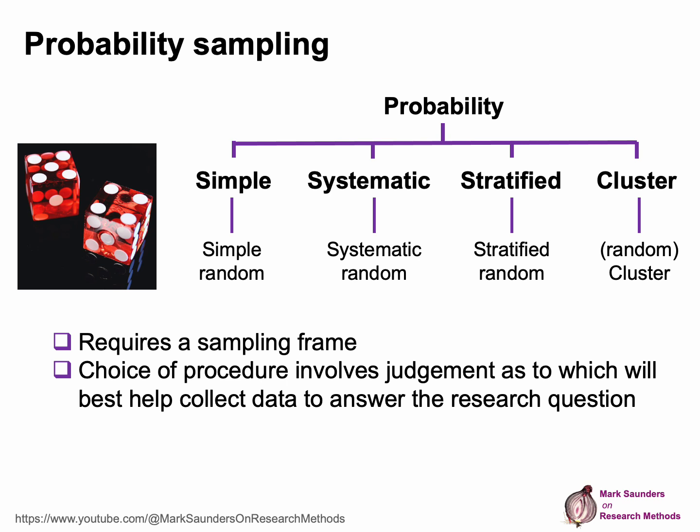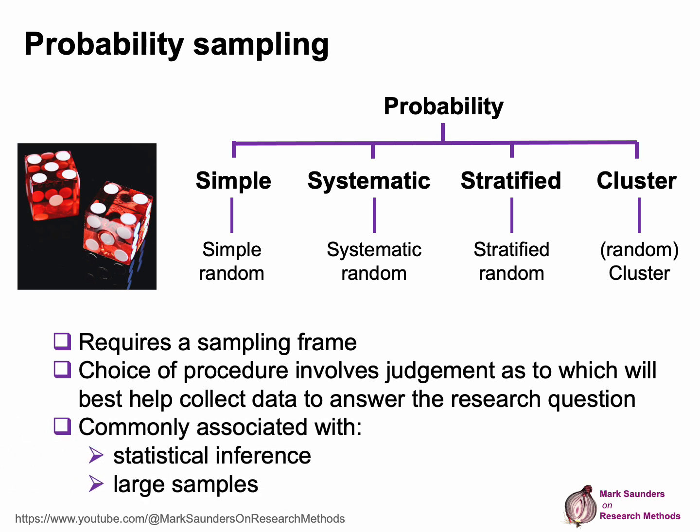Probability sampling requires a sampling frame, and the choice of which one of these procedures you choose involves judgment as to which will best help collect the data and therefore enable you to answer your question. It's commonly associated with statistical inference, and by this we mean you're trying to look for patterns which are statistically representative and saying, if I see this pattern in my sample, I will see it in the whole population. And because of this, it's very much associated with large samples, so large sample size.